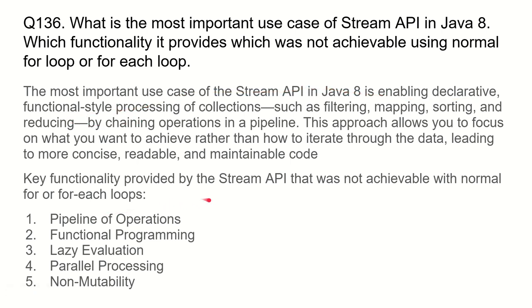Some key functionalities which are provided by Stream API are pipelining of operations, so operations can be chained. Then there is functional programming, which we can achieve using Lambda expressions. Then there is lazy evaluation of the collection: until and unless the terminal operation is triggered, the stream is not evaluated. Then there is parallel processing. We know we have parallel streams as well. Then it provides immutability as well.